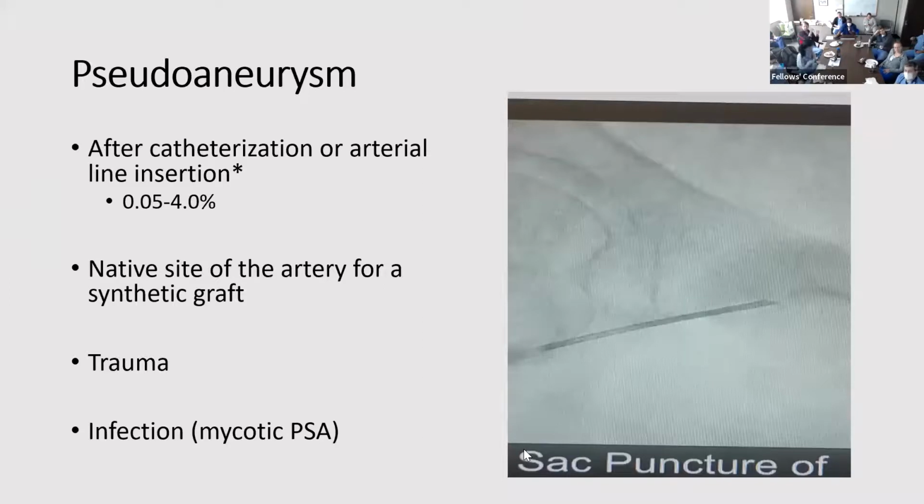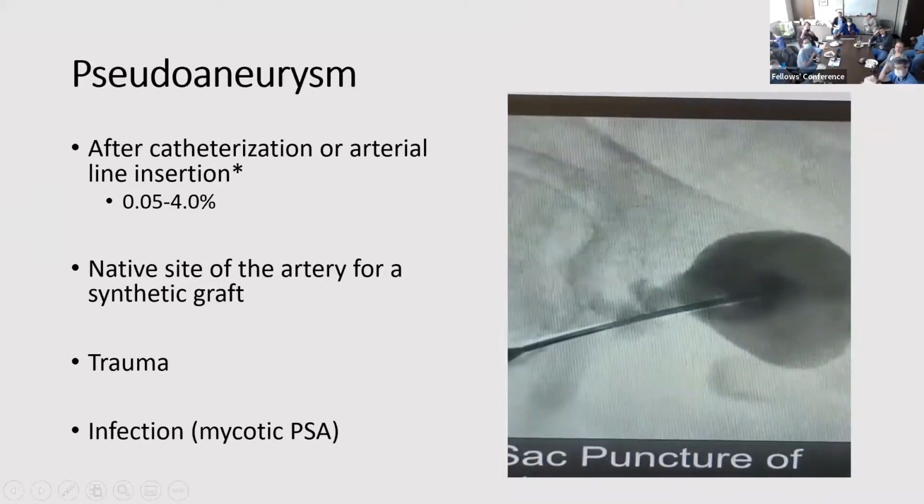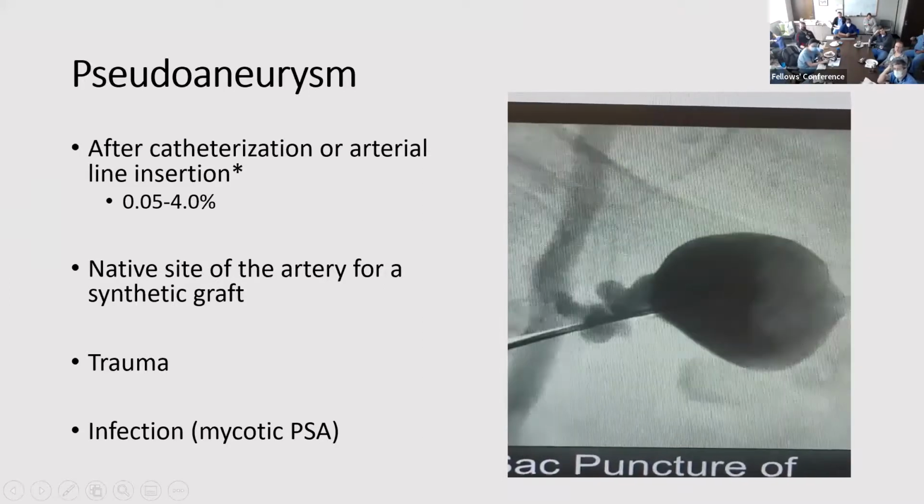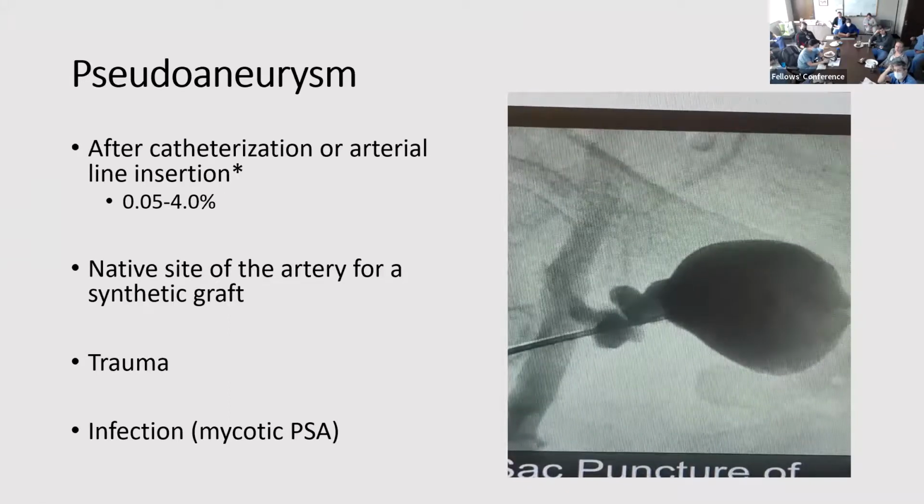Take a look at this. This is a femoral artery pseudoaneurysm. Whoa, that's pretty cool. So when does this happen? Typically after arterial catheterization, sometimes with line insertion. You can also see this if the artery's been grafted during trauma, and less commonly with myocardial aneurysms.